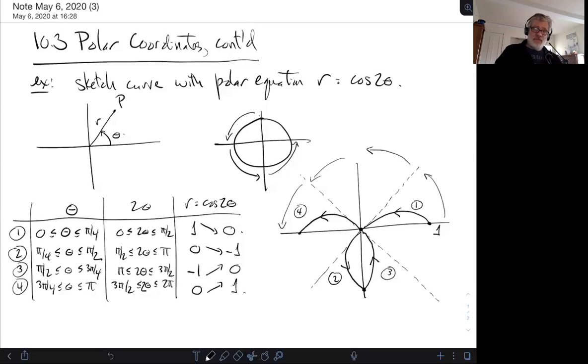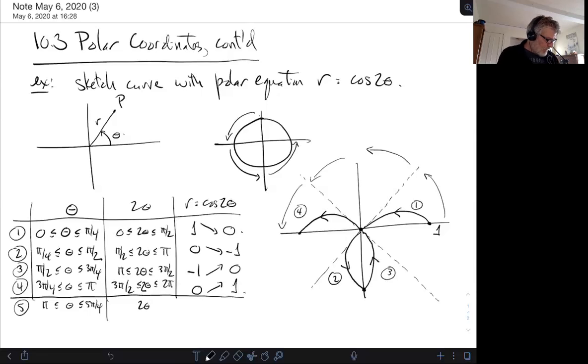Maybe you see what this is going to do. Okay. Next, I continue. Fifth part, pi to 5 pi over 4. And again, I repeat, why am I looking at quarter turns? It's because 2 theta will possibly change signs at every quarter turn, so every pi over 4.